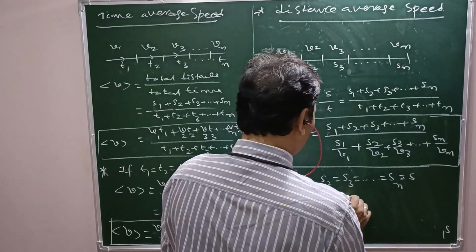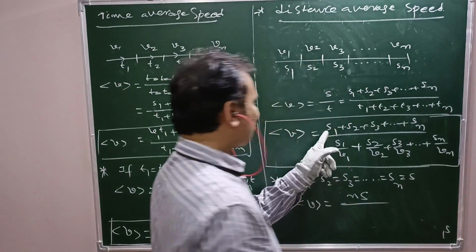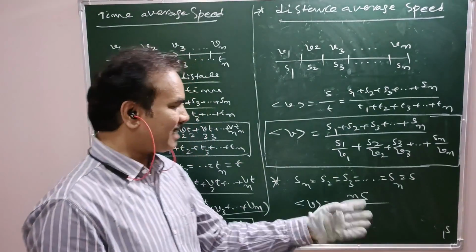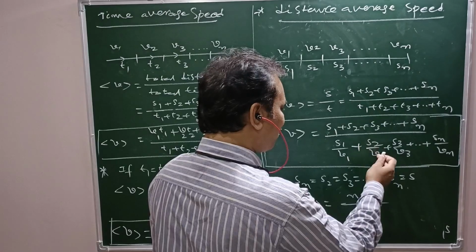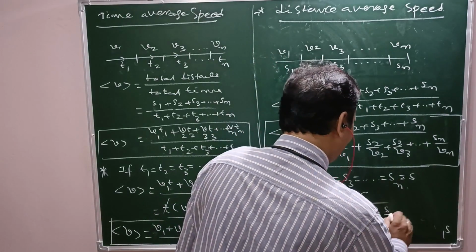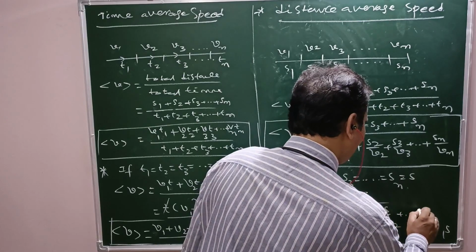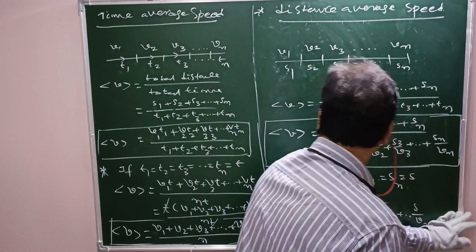N times S. S plus S plus S plus up to N times, that is N times S, divided by S1, which is again S, S2 also S, that is S by V1 plus S by V2 plus up to S by Vn.